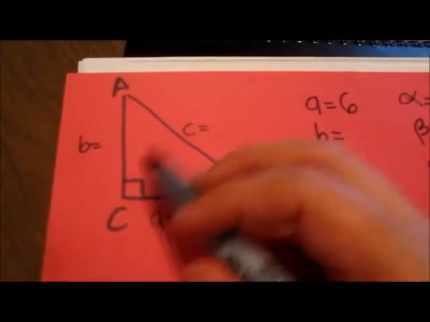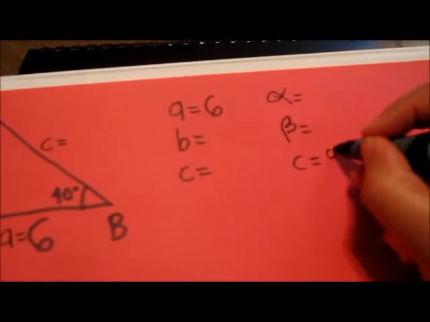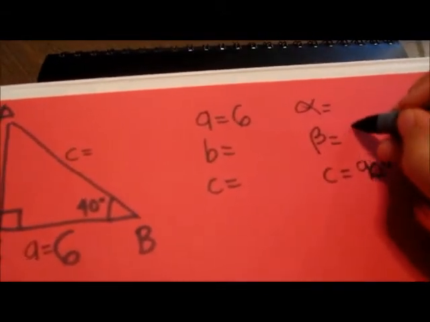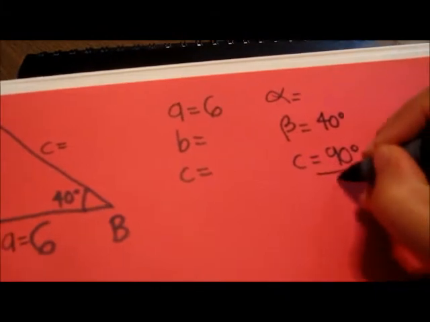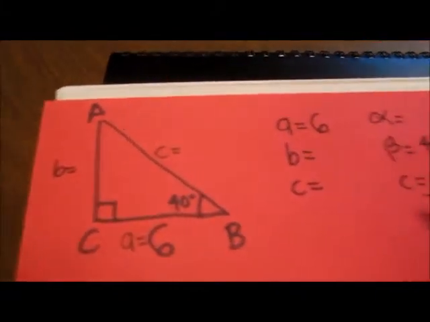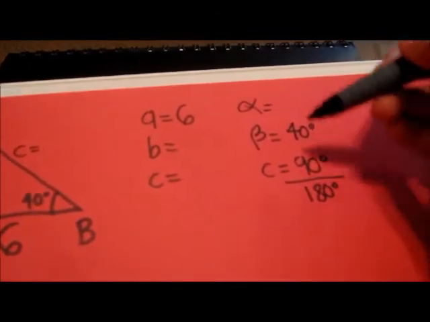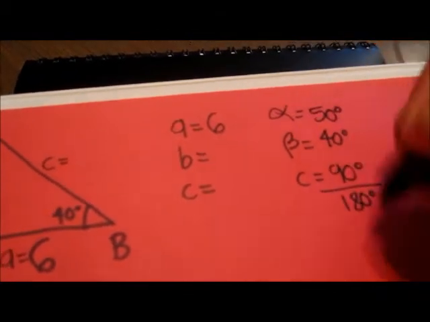C is, since this is the right triangle, this is the right angle, so C equals 90. And we know that beta equals 40. If you remember, all the angles inside of a triangle equal 180. So 180 minus 90, 90. Minus 40, 50. Our missing angle is 50.